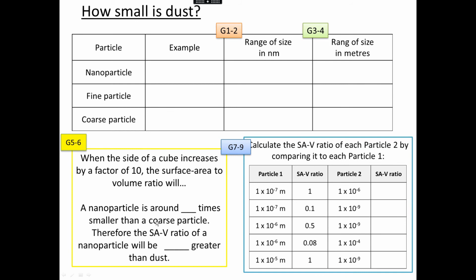And using that to explain why a nanoparticle is so unusual, then the extension. Sometimes people get a bit confused by this extension. You're comparing particle 2 to particle 1. You can see what the size has changed by, how many factors of 10 it has changed by, then predict how many factors of 10 the SAV ratio would have changed by, and what you think that SAV ratio would be. Pause the video for as long as you need to have a really good go at this work.